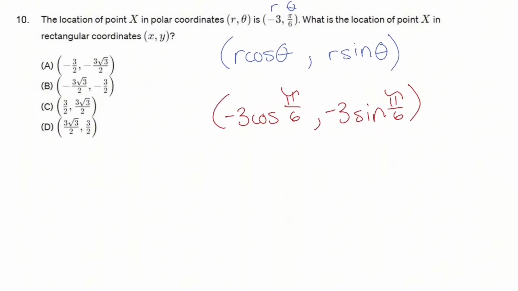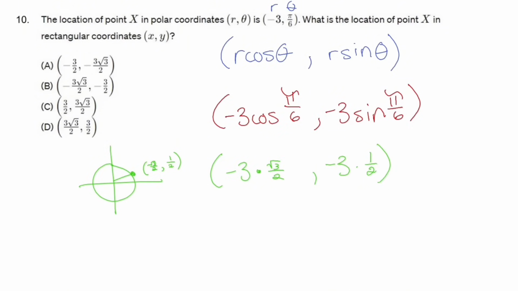-3 times cosine pi over 6 is going to be -3 times the x value that you have if you go to pi over 6 on the unit circle. So if you need to draw the unit circle and say, all right, pi over 6, that's the first one. So the x value of that first one is going to be √3 over 2. Similarly, the sine value of pi over 6 is going to be the y value, which is going to be 1/2 for that first one right there. So -3 times 1/2.